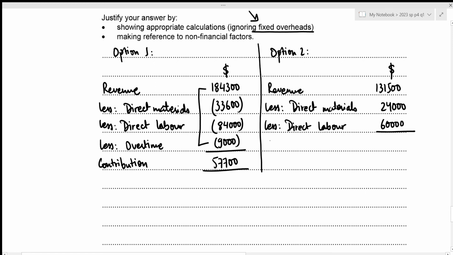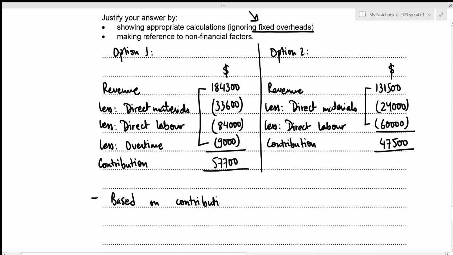We can now figure out the contribution. And remember that direct materials and direct labor are to be subtracted. So let's just put it in a bracket. Now the contribution is the sum of these three amounts. That's 131,500 minus 24,000 minus 60,000, which results in 47,500. Okay, now based on our calculations, we can see that option 1 has a higher contribution, right? So based on contribution, option 1 is better than option 2 because it has the higher contribution.